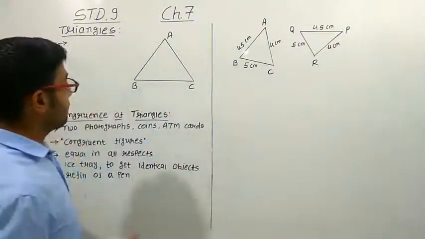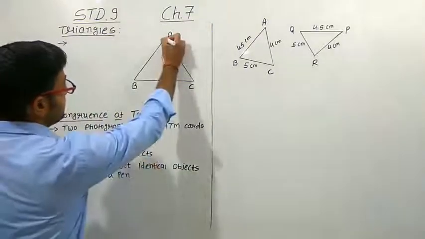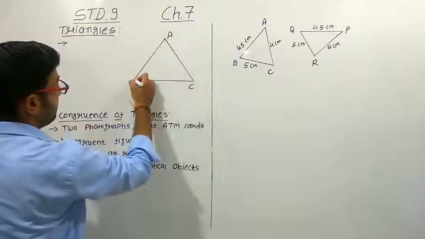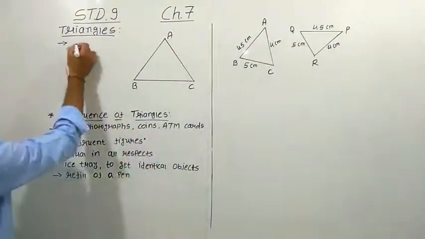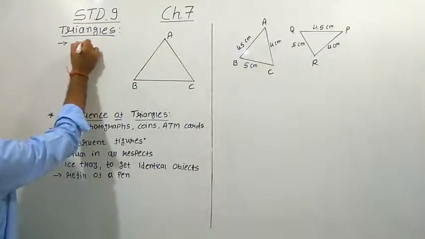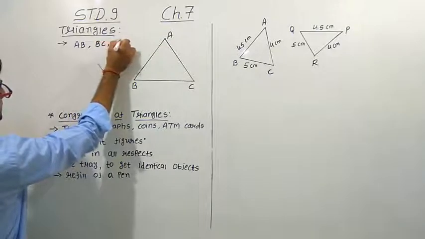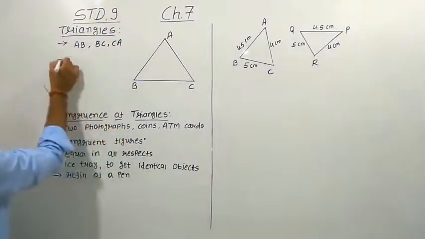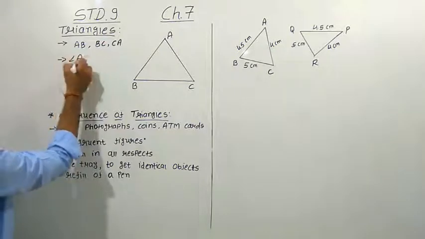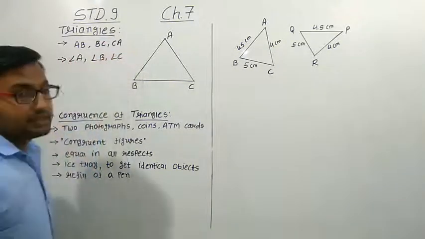Okay, so what properties does a triangle have? It has three vertices A, B and C. It has three sides. First is AB, second one is BC, and third one is CA. Three sides and three angles, obviously. First angle is angle A, second one is angle B, and third one is angle C.